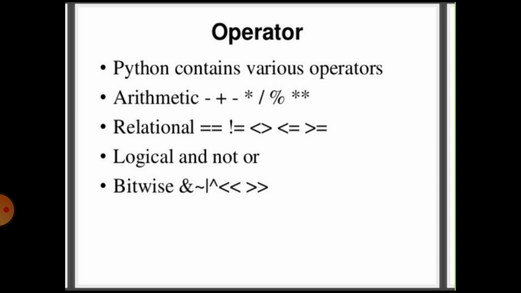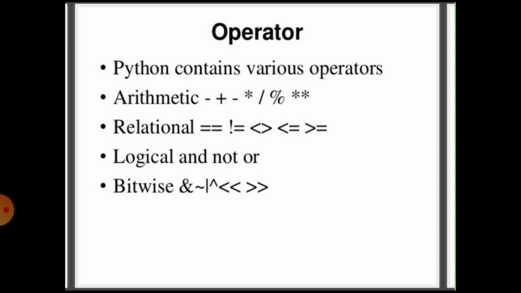Python contains various operators. The first one is the arithmetic operator. It is an example of a binary operator because plus is the operator and it is used between two operands. Next is the relational operator. The examples of relational operators are equal to, not equal to, less than or equal to, and greater than or equal to. Then there are logical operators: the and operator, the not operator, and the or operator.